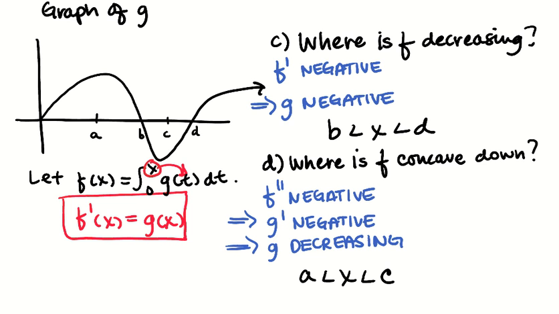Okay, so I said that it's concave down when its second derivative is negative. I know that the second derivative of f is going to be given by g prime. And if g prime is negative, that means that g is decreasing. And we see that g is decreasing from up here where it's at its maximum to down here where it's at its minimum. So that's from a to c.